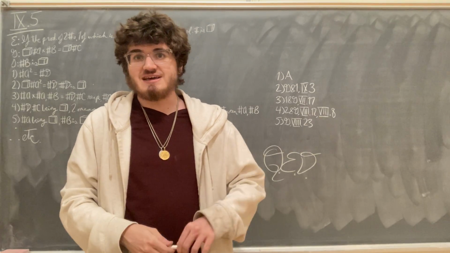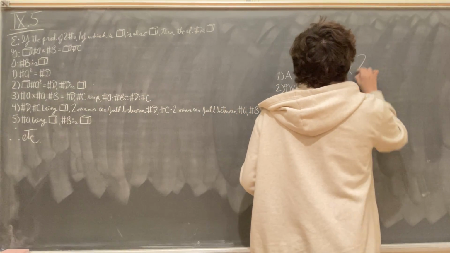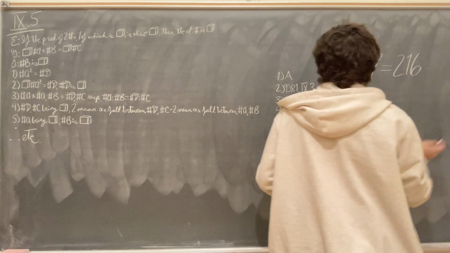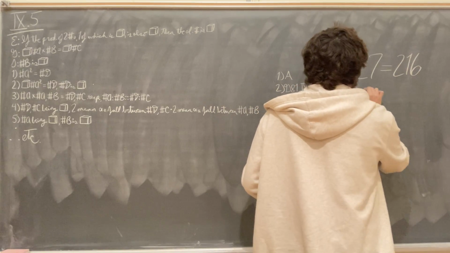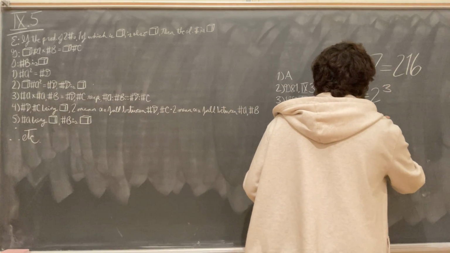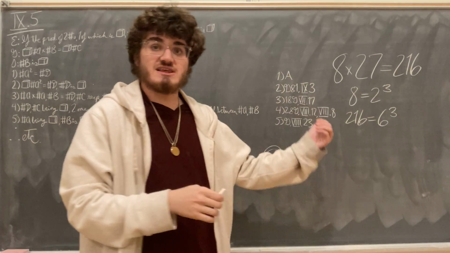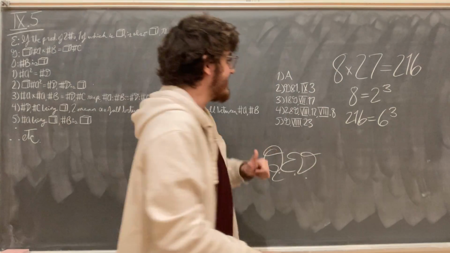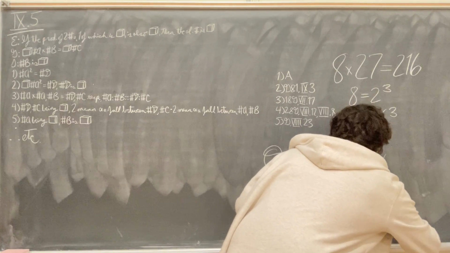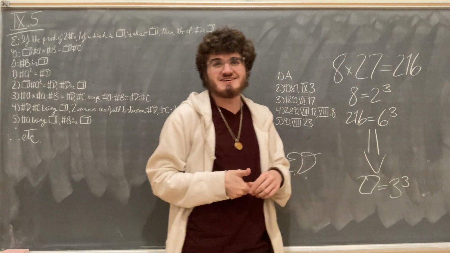Now, with that said, I do want to just give an example, of course. The cube number 8 times the number 27 makes 216. We know 8 is a cube number because it is 2 cubed, and we know 216 is a cube number as well. It is 6 cubed. So what this proposition allows us to say is that 27 itself is a cube number, and that's easy to verify. 27 is equal to 3 cubed. So we see that this proposition holds.